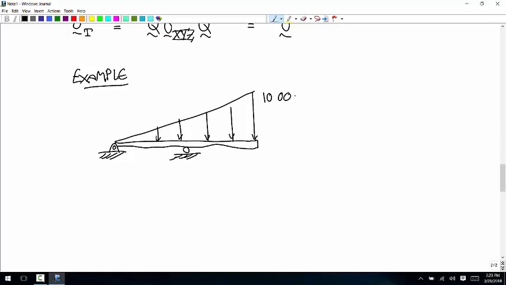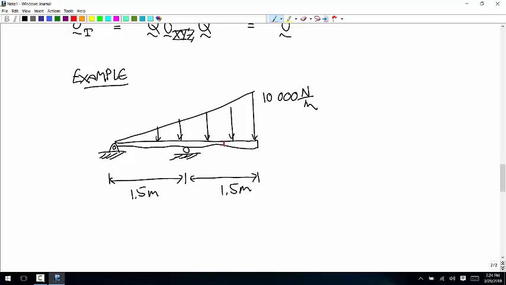So let's say this is 10,000 newtons per meter. This is 1.5 meters, 1.5 meters. Calculate the internal loads, and then calculate the stress at some point on the cross section at that location or something. That's quite likely, I would say. 80% chance something like that'll be on there.